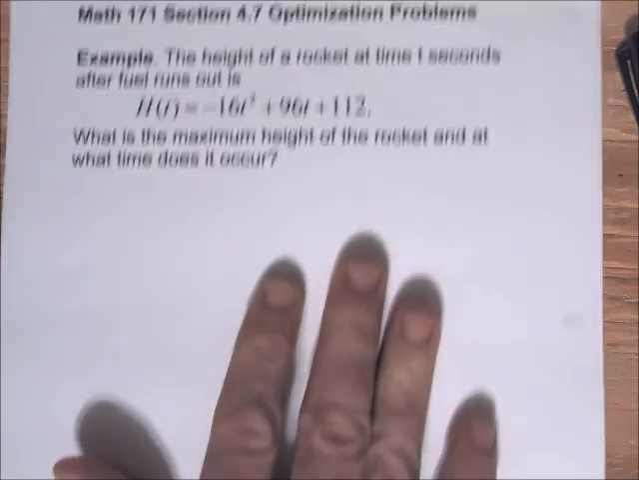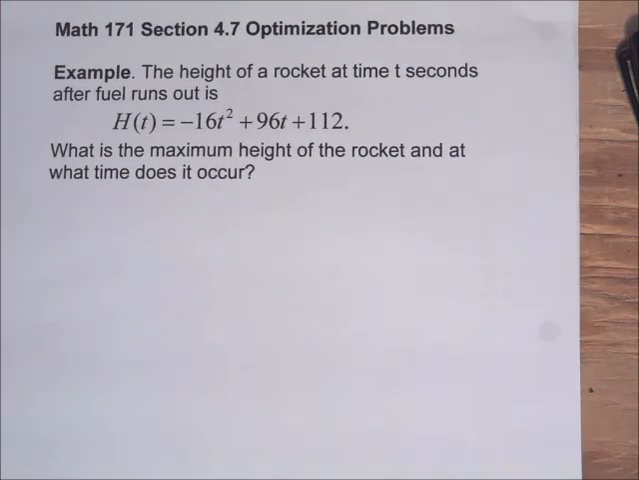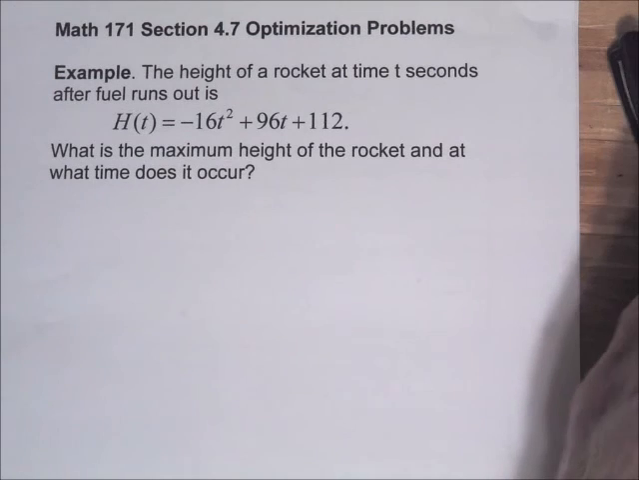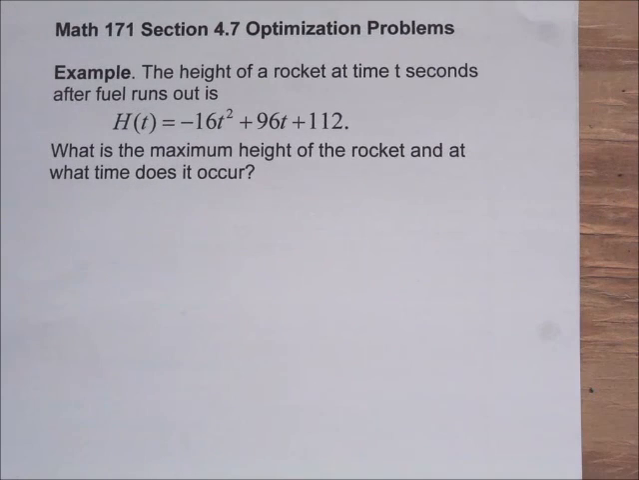Here's another example of an optimization problem. We want to maximize the height of the rocket. The height of the rocket t seconds after fuel runs out is h(t) = -16t^2 + 96t + 112. And we want to know the maximum height of the rocket and the time at which it occurs.